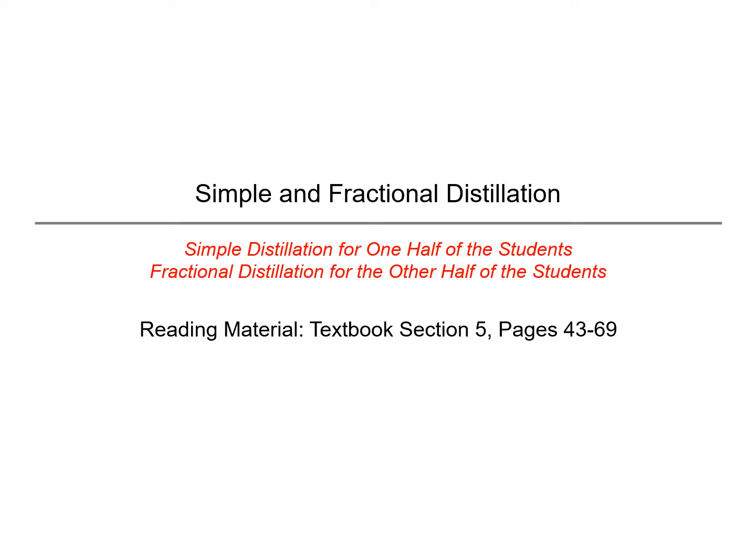In this lecture, we will be discussing the different kinds of distillations. There are two main types of distillation, simple distillation and fractional distillation. The difference between them has to do with the difference in the boiling points of two different liquids that are being separated. Simple distillation is better for compounds that have very different boiling points, whereas fractional distillation is used to separate compounds that boil at similar temperatures.